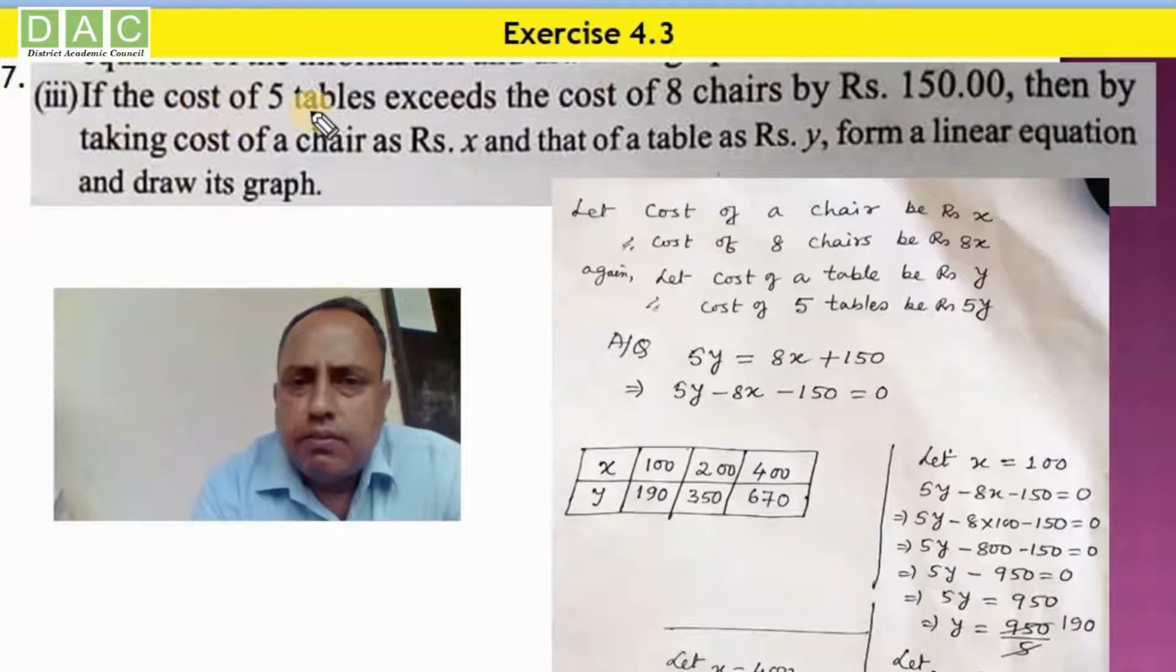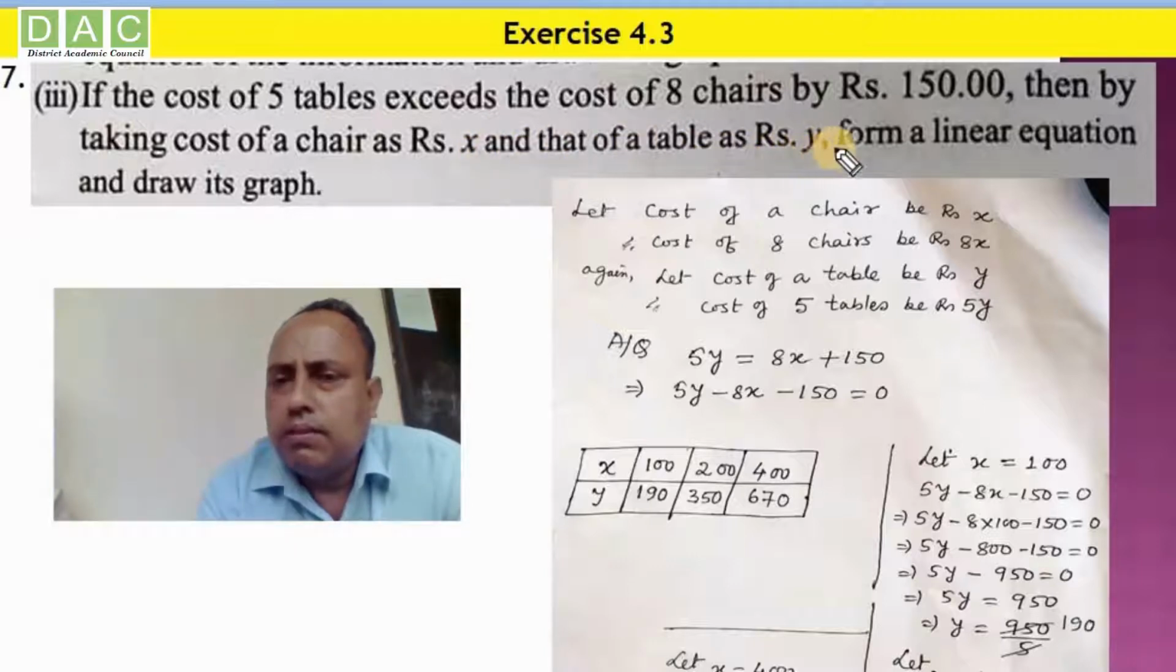If the cost of 5 tables exceeds, means more than, the cost of 8 chairs by rupees 150, then by taking the cost of a chair as rupees x and the cost of a table as rupees y, form a linear equation and draw its graph. You see here, the cost of one chair is assumed to be rupees x, and the cost of one table rupees y. So in the solution we will write: let the cost of a chair be rupees x.